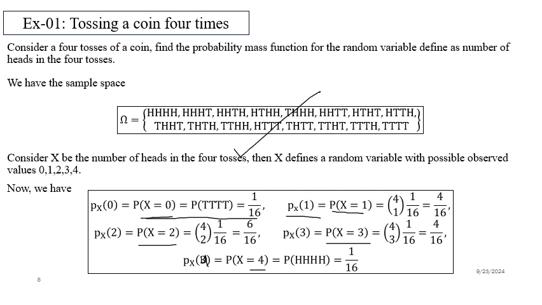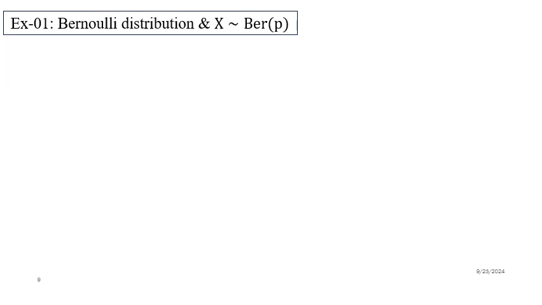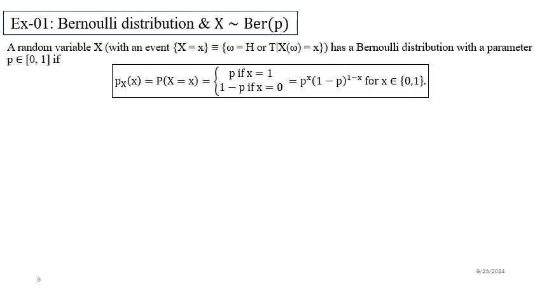This one is also an example, an example of a binomial random variable. We will see it here. First, the simplest random variable is the Bernoulli random variable. It is just dealing with two possible outcomes, head and tail. What is a Bernoulli random variable? First we have to define it. A random variable has a Bernoulli distribution with a parameter p.